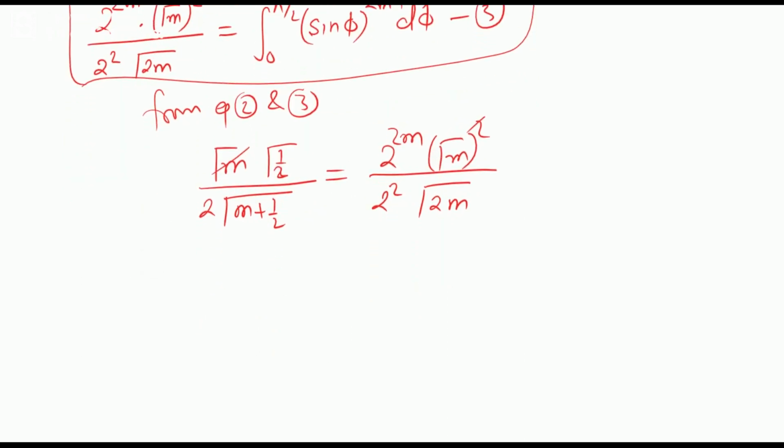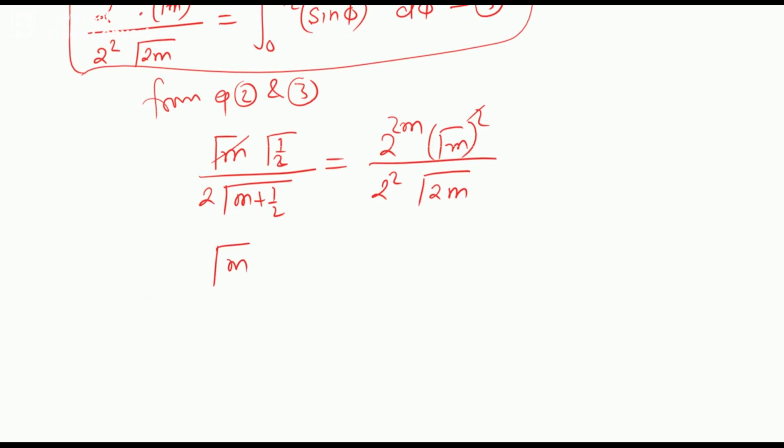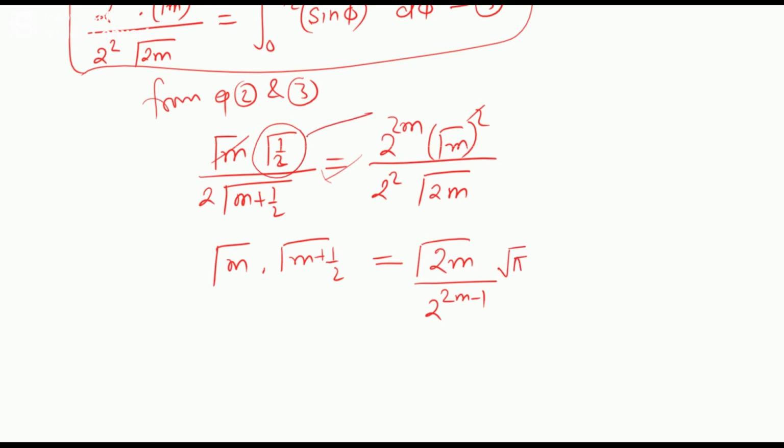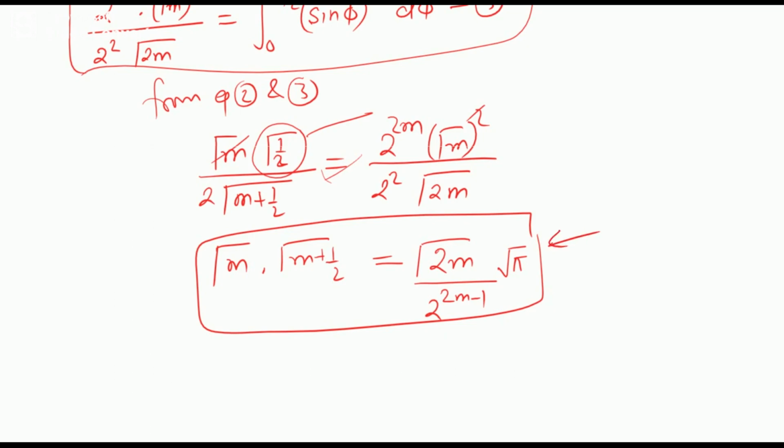gamma m into gamma (m plus 1 by 2), we write 2 gamma 2m upon 2 raised to power 2m minus 1 root, that's gamma 1 by 2, and the value of gamma 1 by 2 we can write as root pi. So in that way we prove that duplication formula, which is very helpful when you are solving problems of beta and gamma function.